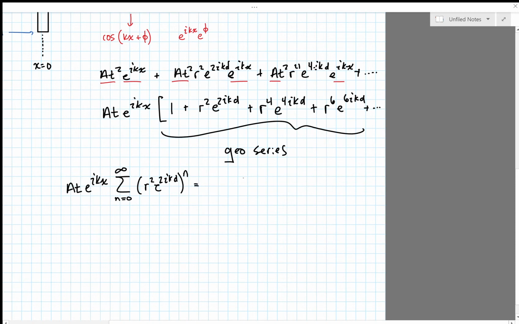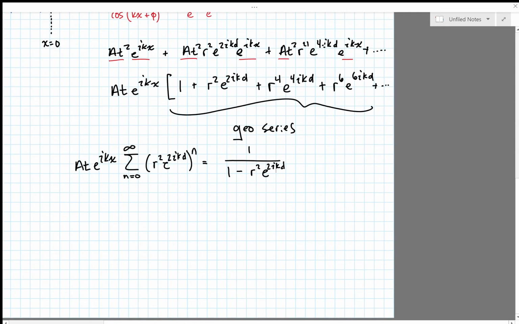And this is a geometric series, which is 1 over 1 minus r squared e to the 2ikd, which gives you this transmissivity that we're talking about. So this is the part that gives me that geometric series.